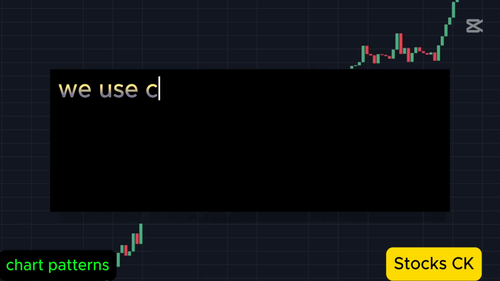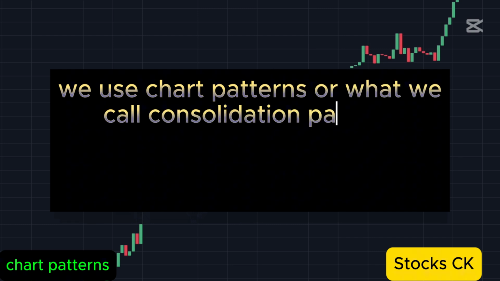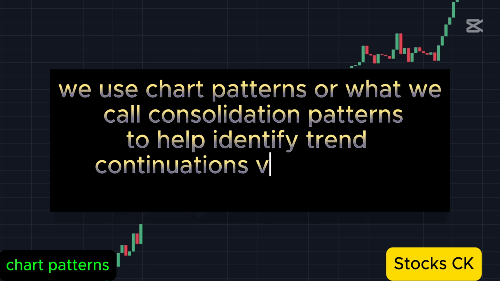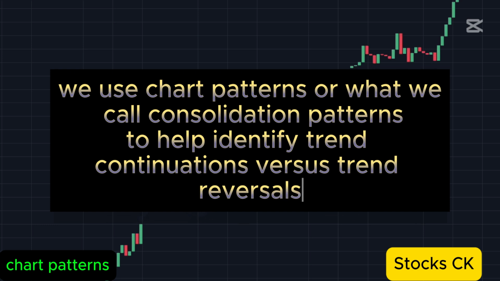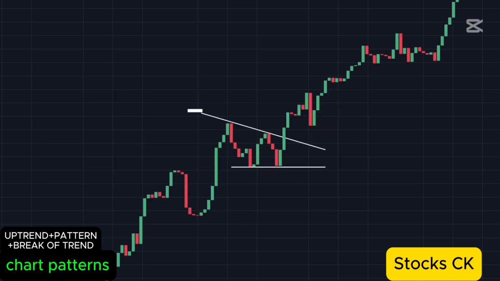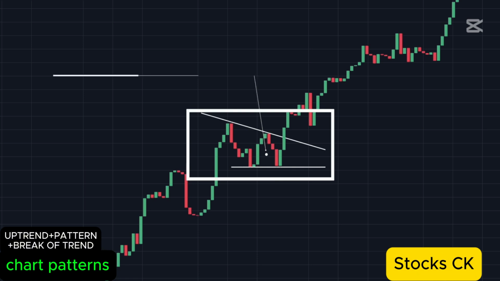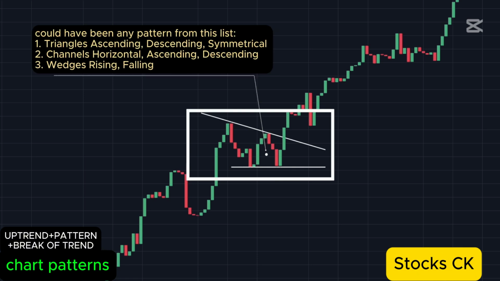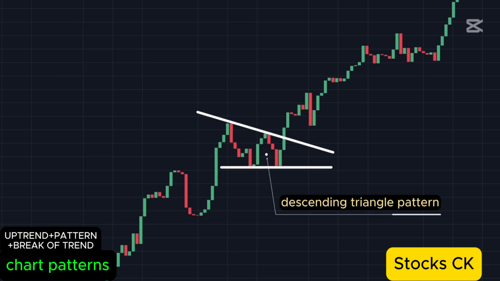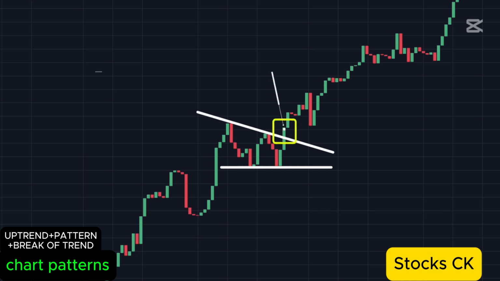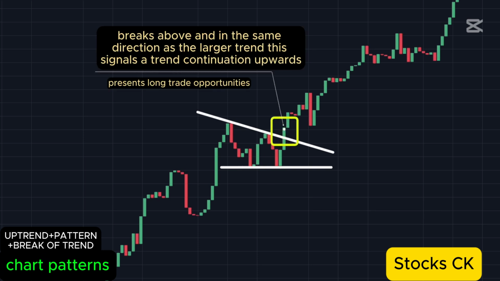chart patterns. We use chart patterns, or what we call consolidation patterns, to help identify trend continuations versus trend reversals. So, you have your moving up trend followed by your pattern formation. This could have been any pattern from this list, but in this case, you would add a descending triangle pattern. Once the pattern breaks above and in the same direction as the larger trend, this signals a trend continuation upwards and presents long trade opportunities.